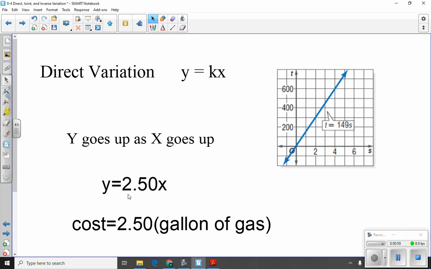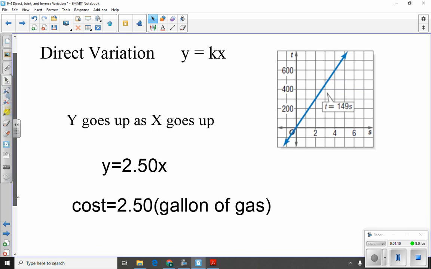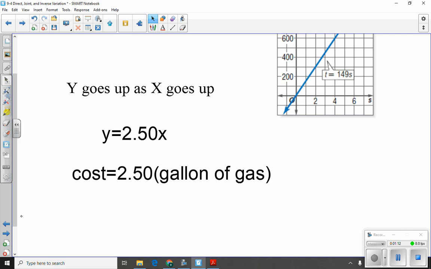Now, if this is the cost I'm going to have to pay after how many gallons of gas I purchase, if gas is $2.50 a gallon, then I'm going to take the number of gallons of gas I have, multiply it times 2.50, and that's going to be how much I pay.